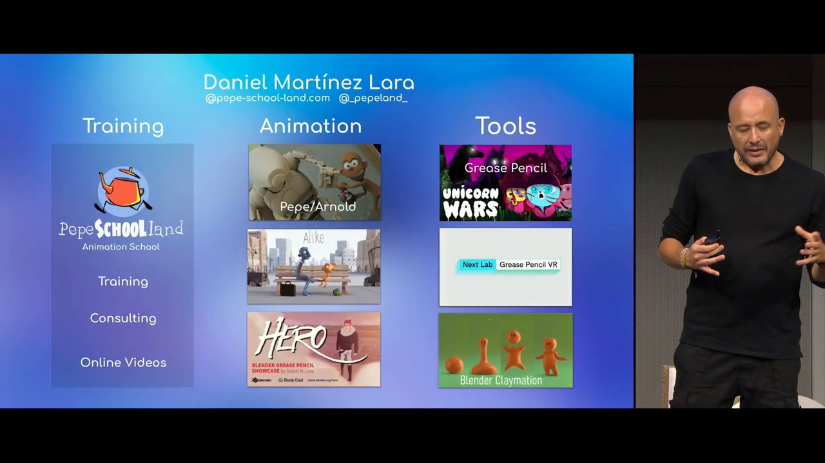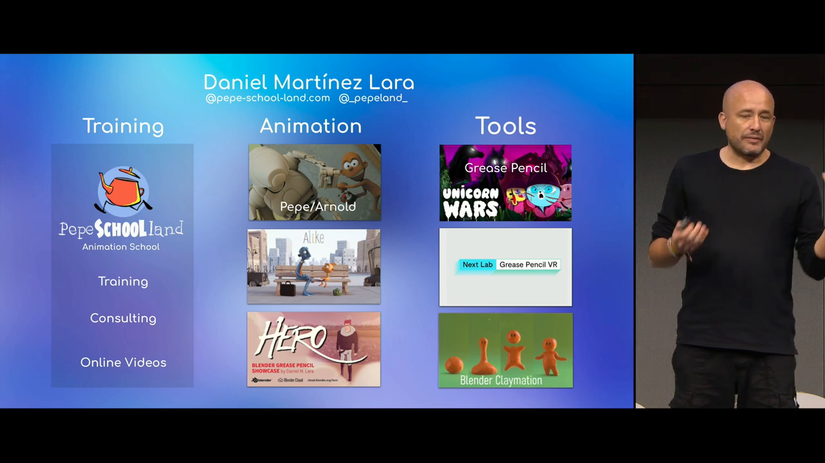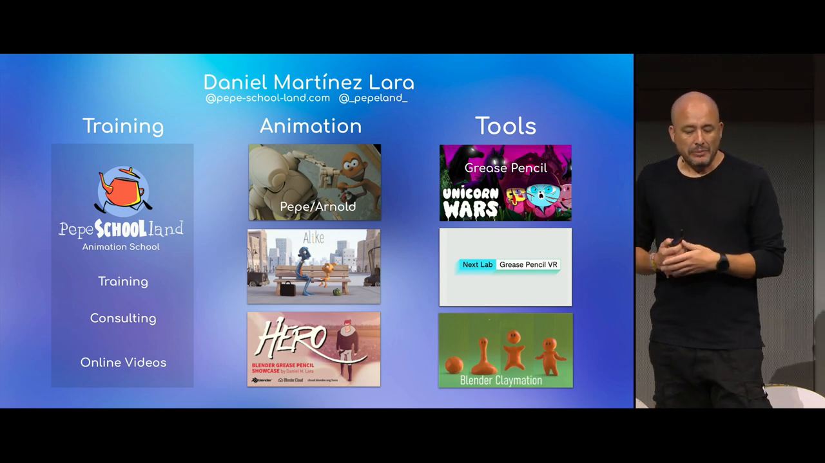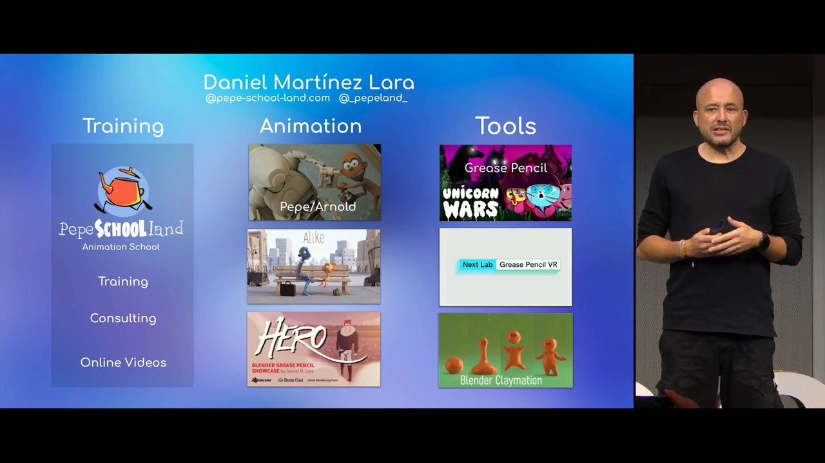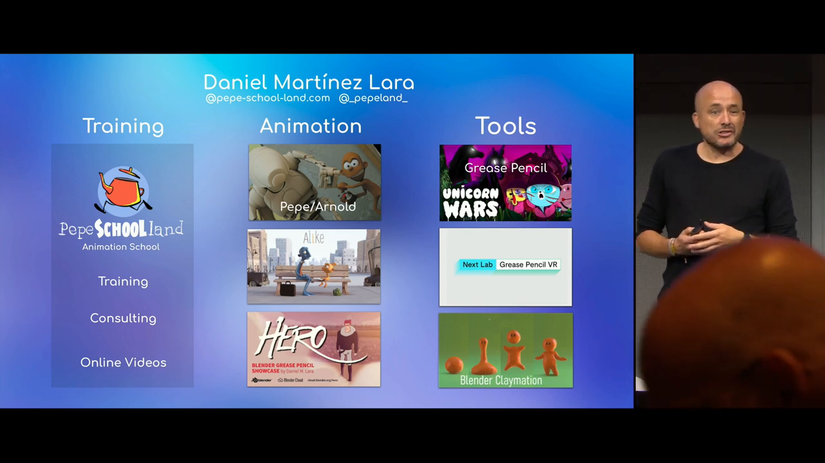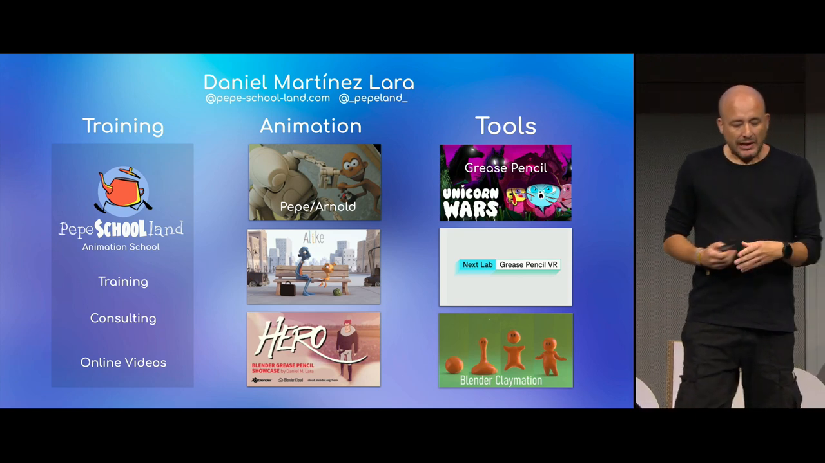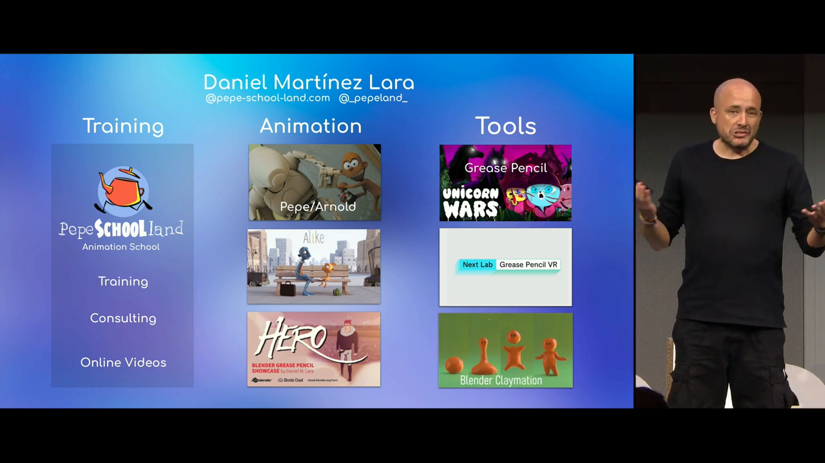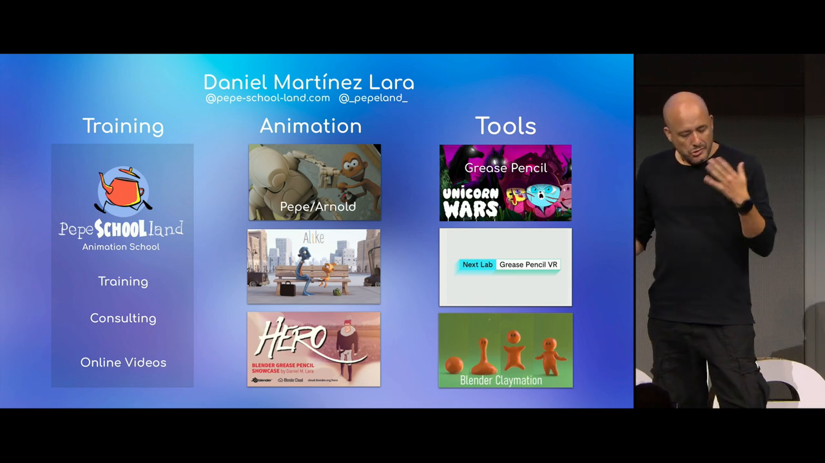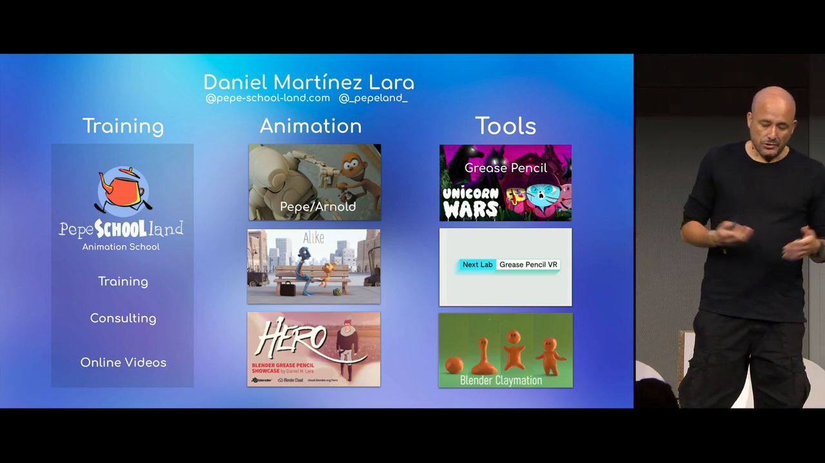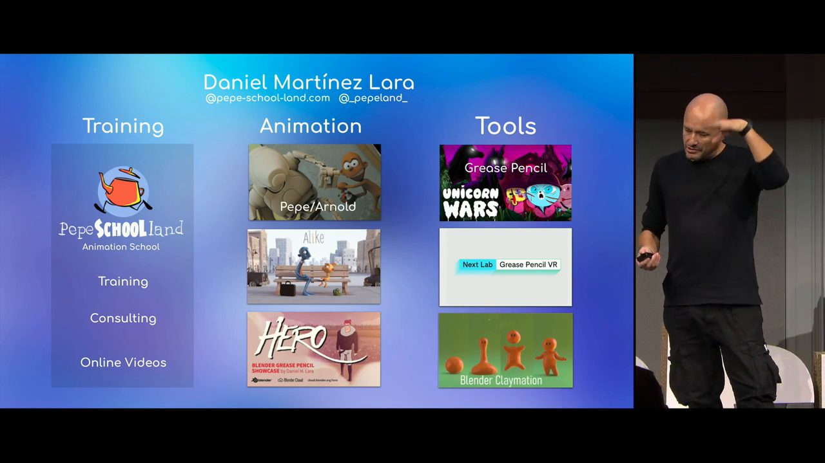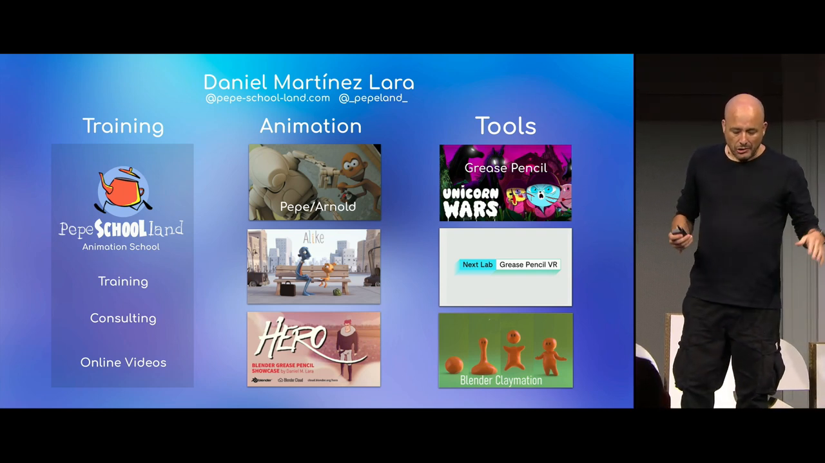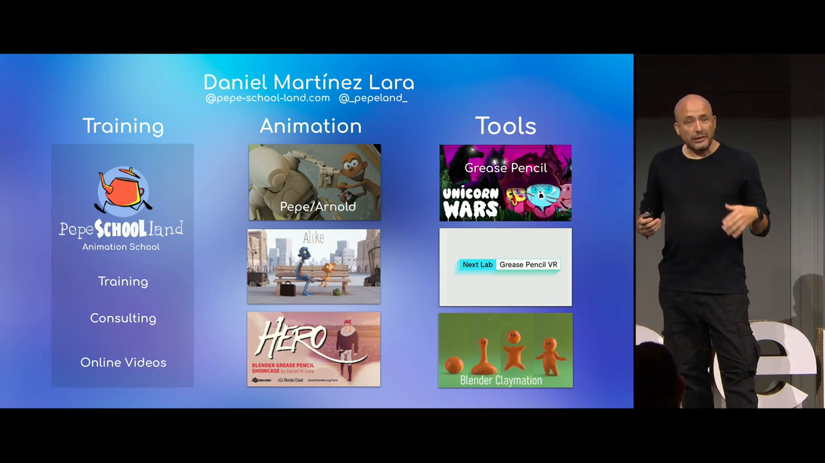My name is Daniel Martinez Lara, and my three passions are training. I have my own animation school, and I'm very happy to have a couple of active students giving some talks, so it's really nice. I'm making training for studios, mostly in grease pencil, consulting in production, and making online videos. Another of my passions is animation. Time to time, or years to years, I make some animation shorts. And the last one is the Hero, the grease pencil.